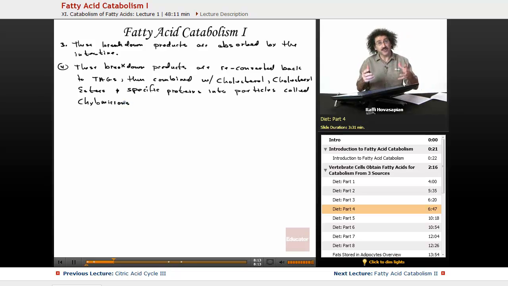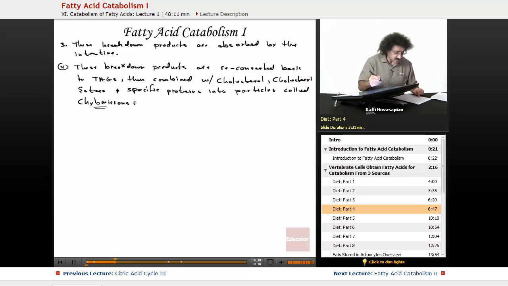So these triacylglycerols that are reformed are combined with cholesterol and the esters of cholesterol. So cholesterol ester is actually an ester of cholesterol. And these specific proteins are sort of combined into this particle. So the proteins are on sort of the outside of it. And these particles are called chylomicrons.